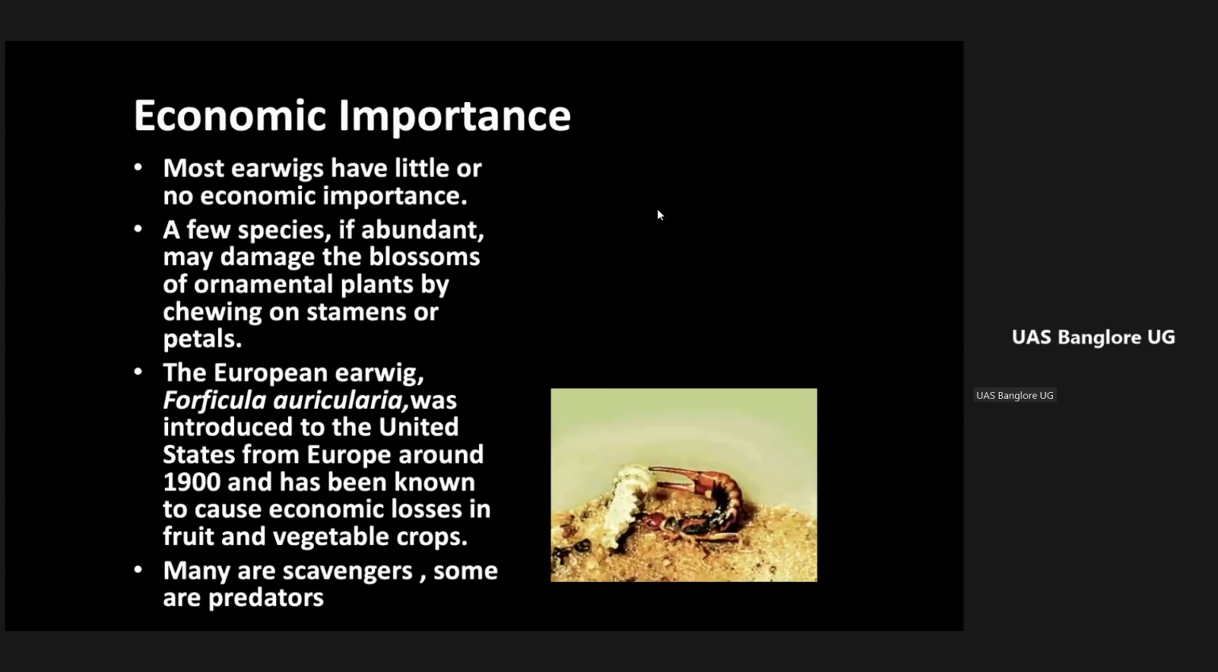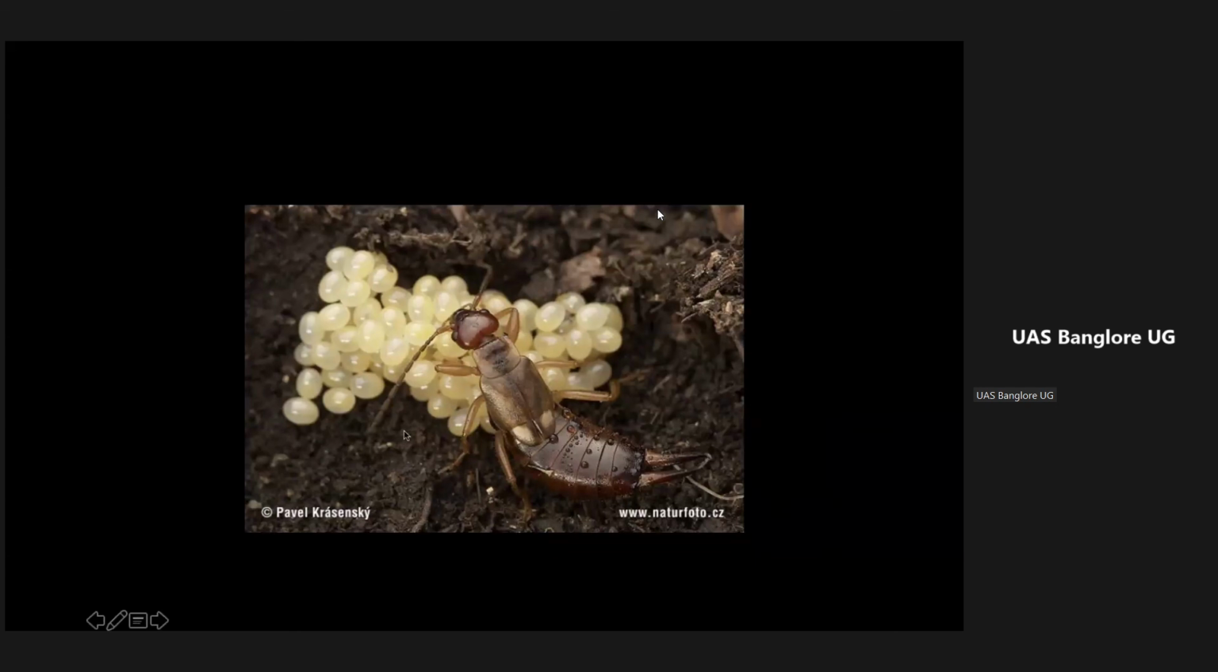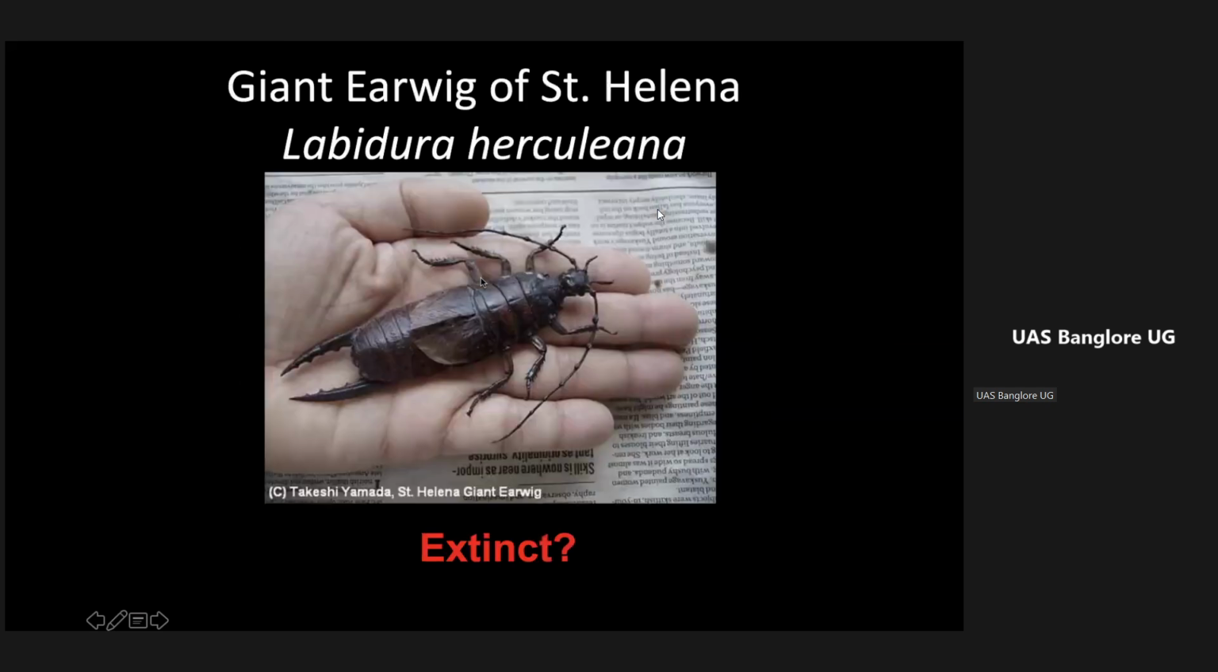They are also predators, especially they can get into the storage food. Storage products like groundnut, and not only that, they also feed on the plants. That's how they are scavengers, and some are predators, both they are. And they have parental care. So you can see the mother taking care of the eggs, so they also have parental care.